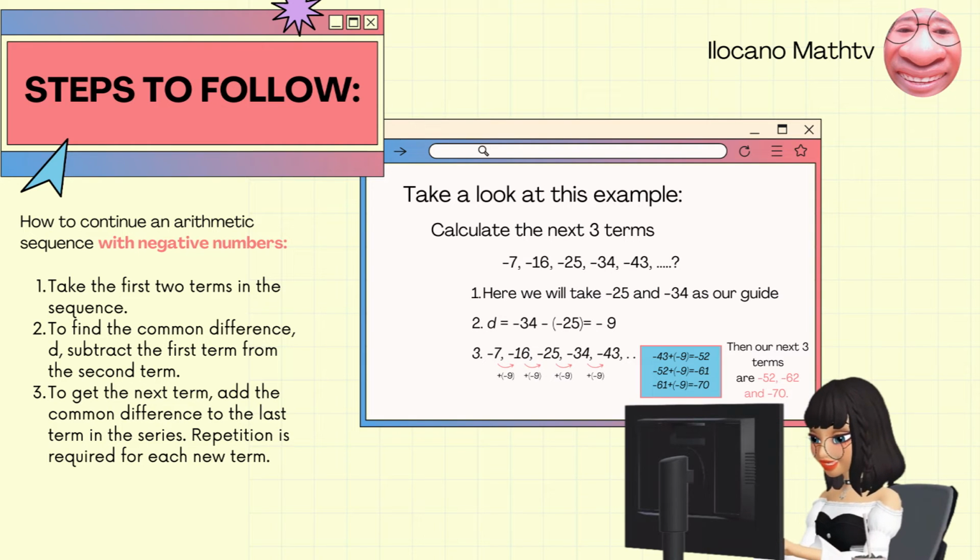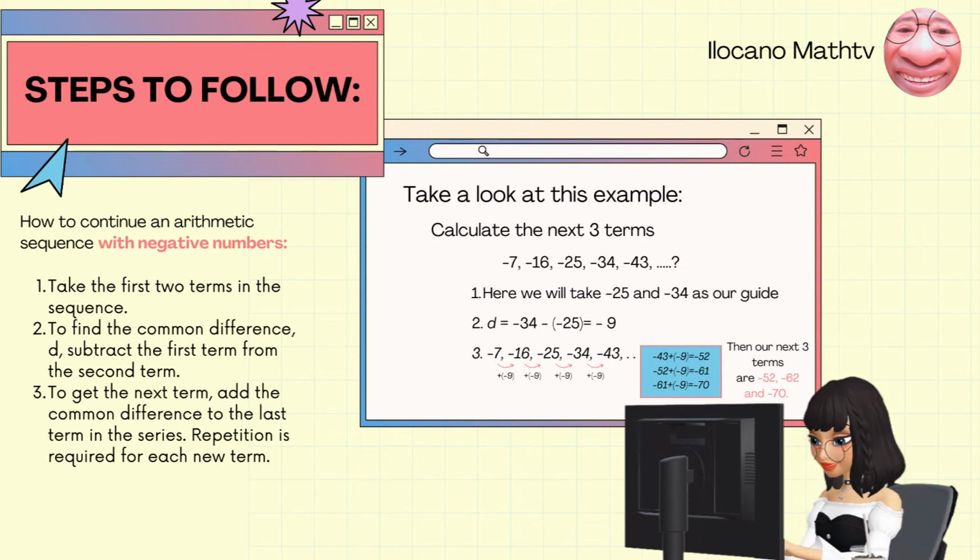Kukuha tayo ng 2 terms sa binigay na terms, which are negative 25 and negative 34 bilang our guide. And then we will substitute it. D equals negative 34 minus parenthesis negative 25 close parenthesis equals negative 9. So negative 9 ang ating common difference. Then we will use the negative 9 para makuha yung next 3 terms.